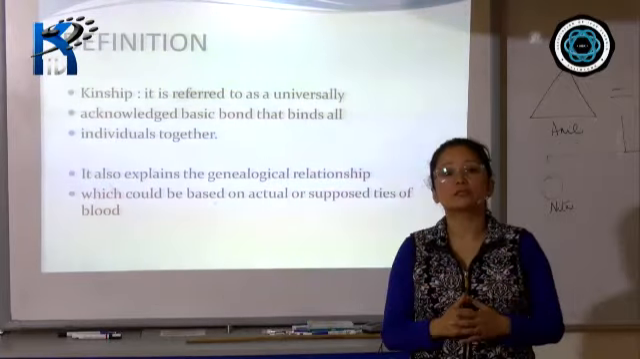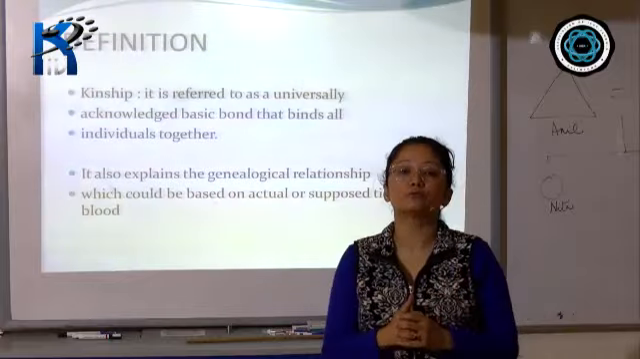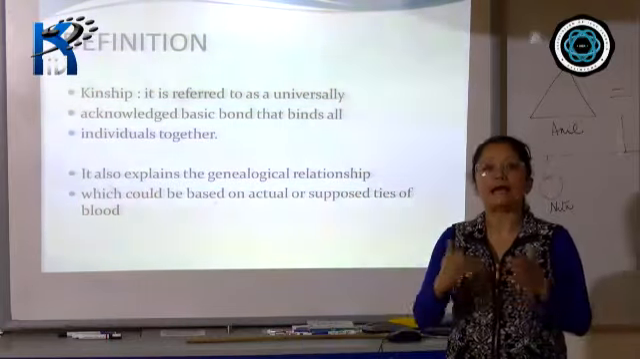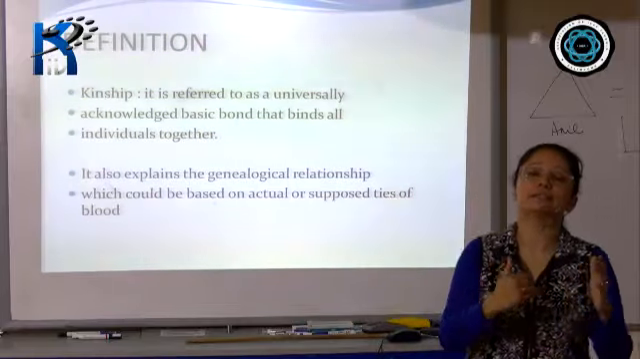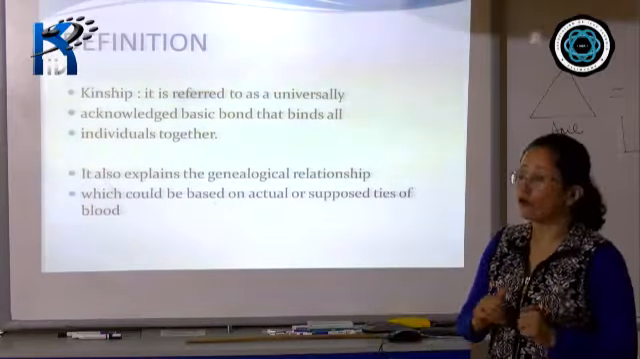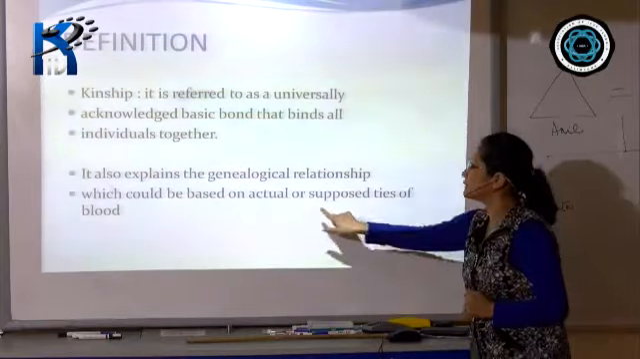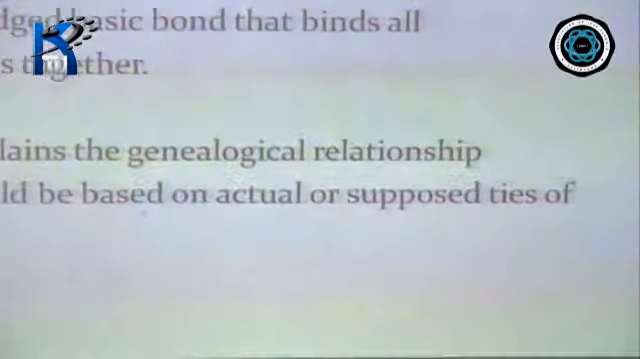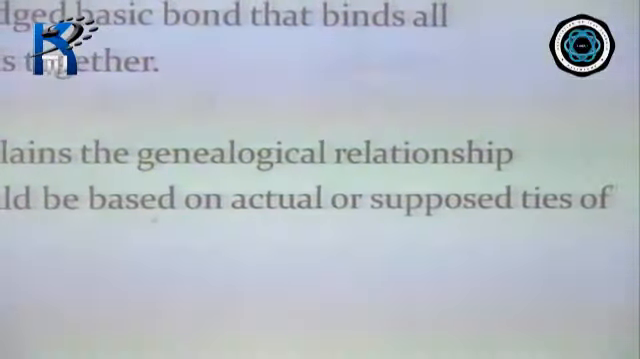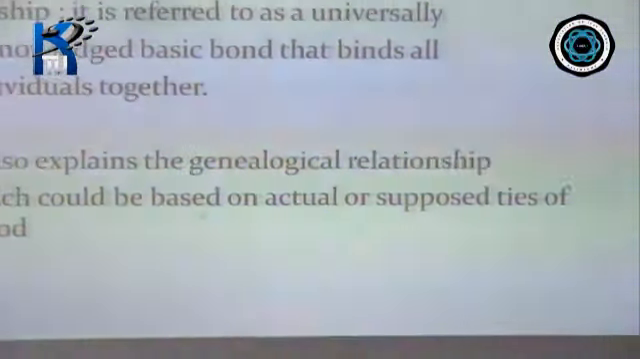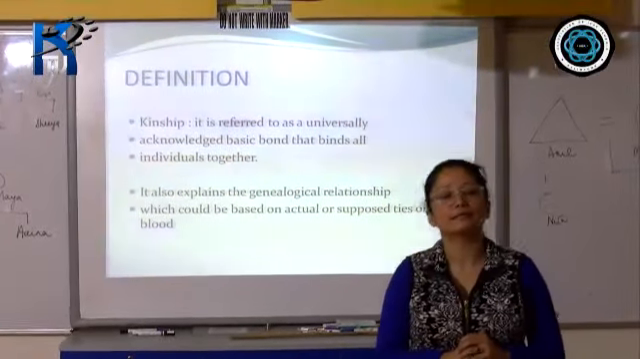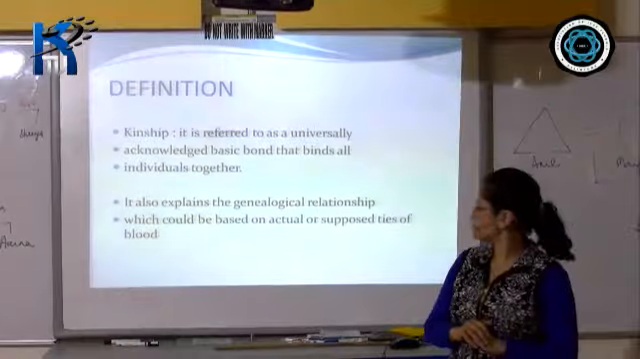We also take into consideration those children who have been socially recognized by the society as somebody's child, as somebody's family member. Therefore, in kinship, we have two things. We have both actual as well as supposed ties of blood relationship that we will be studying about. So I guess that I have already defined kinship. Let me remind you once again, this comes for 2 marks.